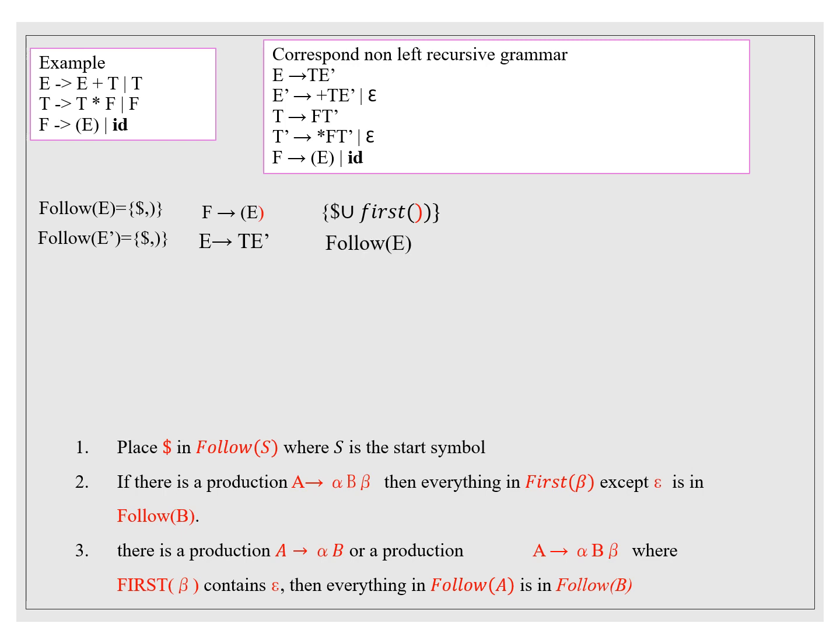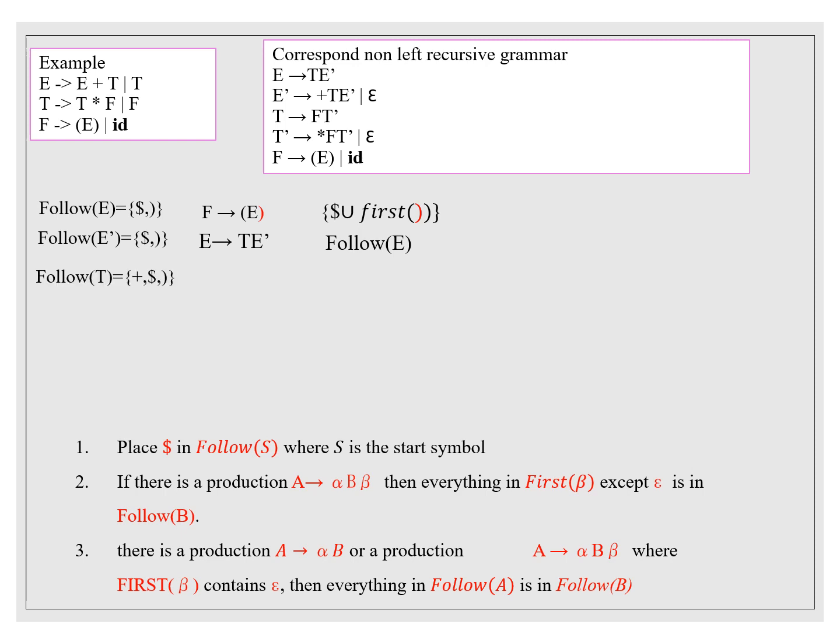And we have one more rule, that is E dash derives plus T E dash. What is E dash here? E dash is epsilon. Therefore, E dash derives epsilon. Hence, we can't calculate for E dash, right? Therefore, it is not considered.